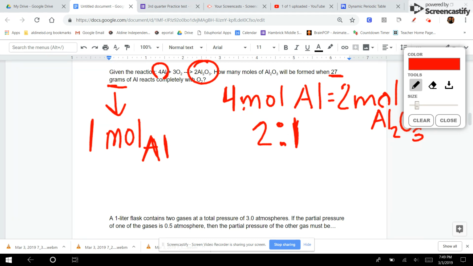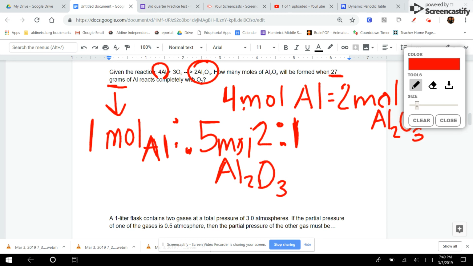So if you only have 1 mole of aluminum, then according to that ratio, you're only going to get 0.5 moles of aluminum oxide. Okay, just simple ratios because remember, everything in chemistry is just ratios and proportions.